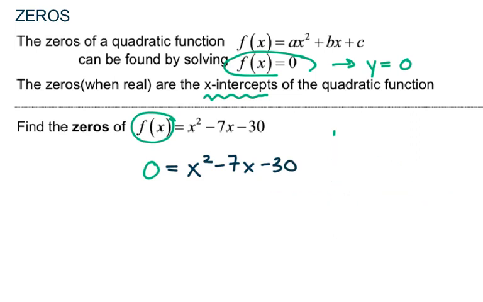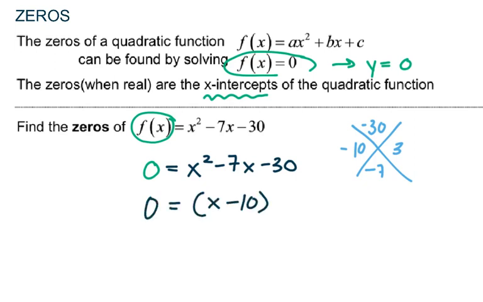So now I have taken this quadratic function and I've turned it into an equation. We want to solve this equation for x. Now, this is factorable because when we look at negative 30 and we try to come up with factors of negative 30, we can develop two factors of negative 30 which sum to equal negative 7. So we've got negative 30 and negative 7, and those two factors would be negative 10 and 3. So in this equation, we now have 0 equals (x minus 10)(x plus 3).